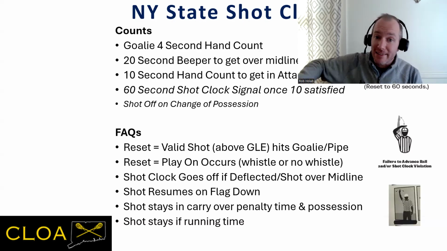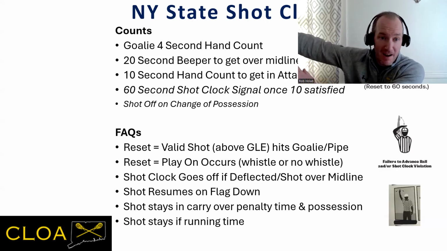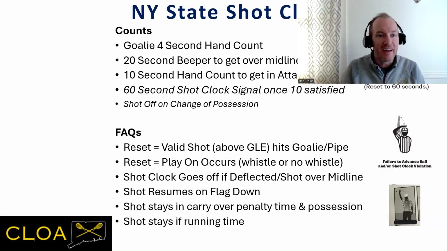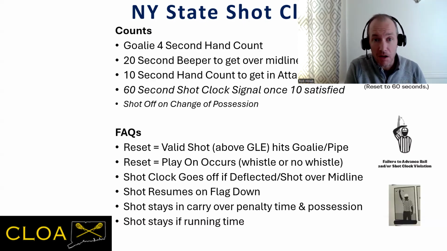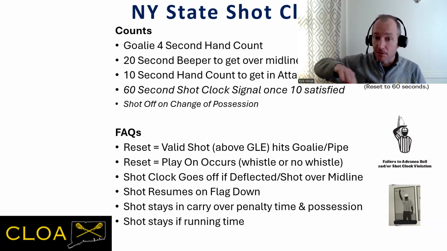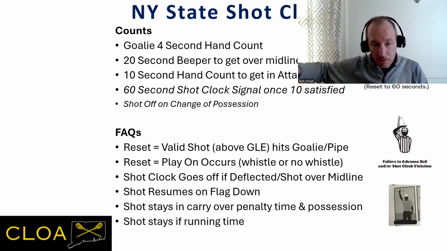The shot clock is different than the college shot clock. So take the college shot clock and shove it out of your mind real quick. It is very different. It is a modified shot clock, meaning that we are still doing all of the regular NFHS counts. Let's say a goalie makes a save. We start the 4-second count as the new trail. 1, 2, 3, 4, you get the point.